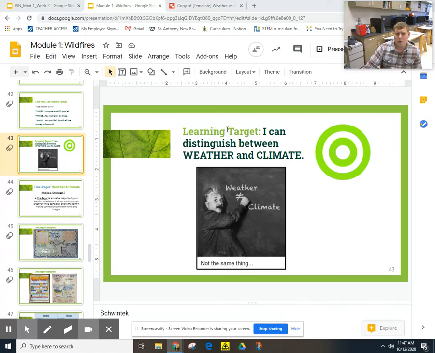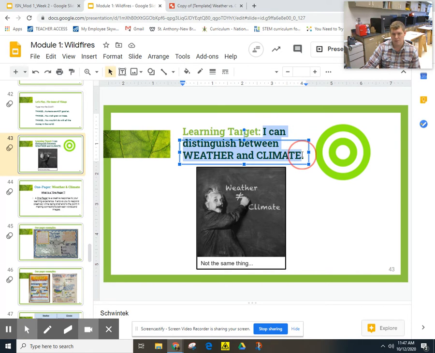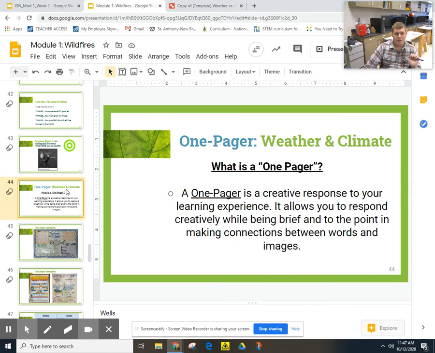So today, your learning target is: I can distinguish between weather and climate. We want you to be able to distinguish between these two things. If you were to come back next Monday, we want to be able to ask you, what's the difference between weather and climate? You should be able to answer that next week, okay? First thing next week.